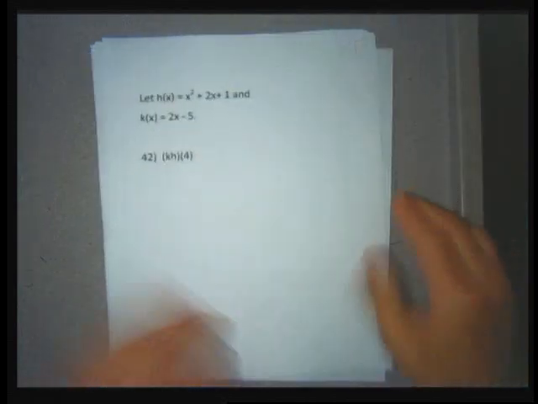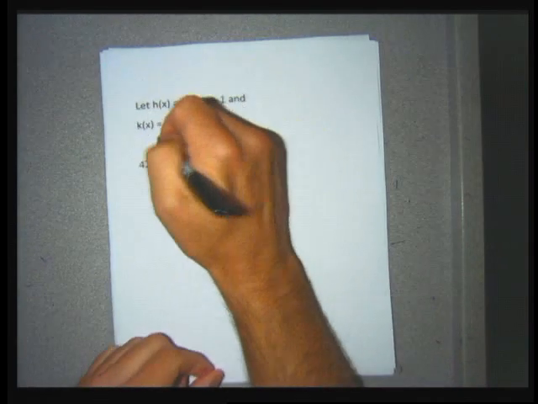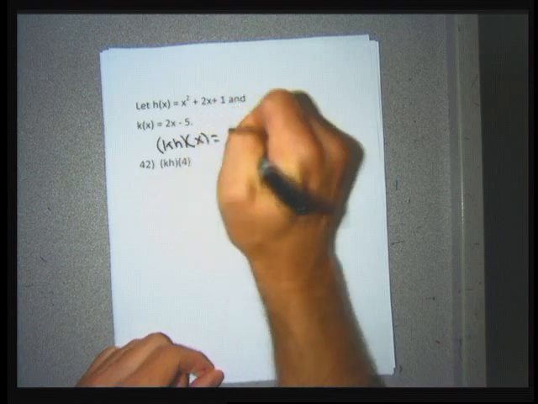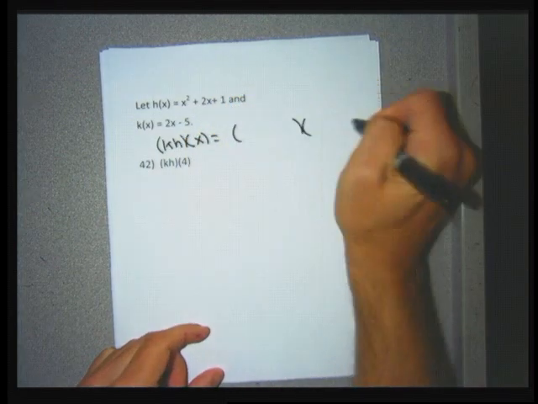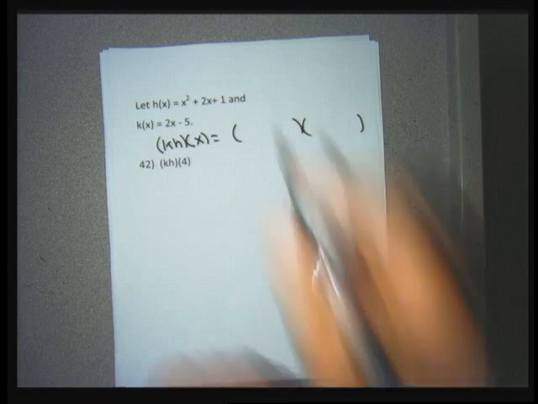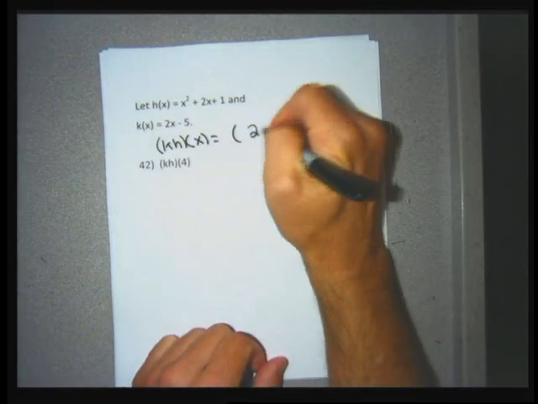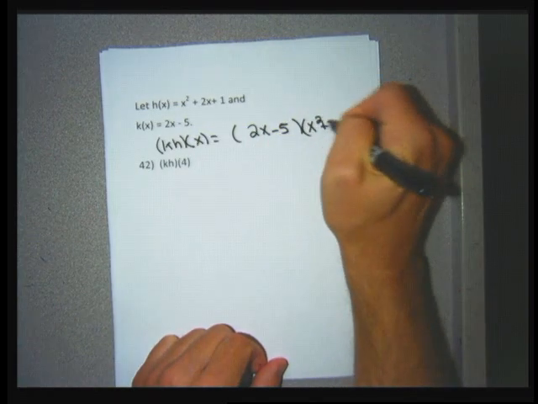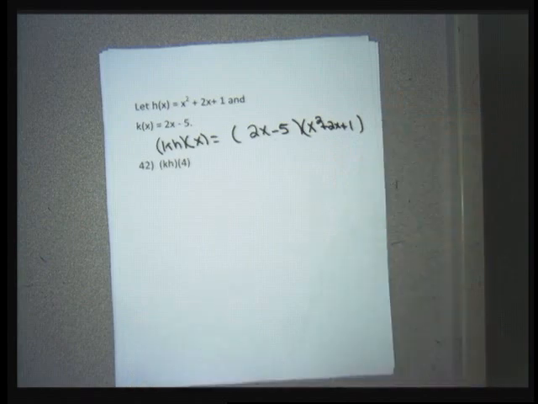42 wants me to multiply the functions and then plug in 4. The nice thing is I don't have to multiply with the x's, which is a nuisance. If the problem had an x instead of a 4, if it said k times h of x, I'd first write the right side, 2 parentheses, with no sign between for the multiplication. In the first parentheses, I'd write the right side of the k function, which is 2x minus 5. In the second parentheses, I'd write the right side of the h function, which is x squared plus 2x plus 1.